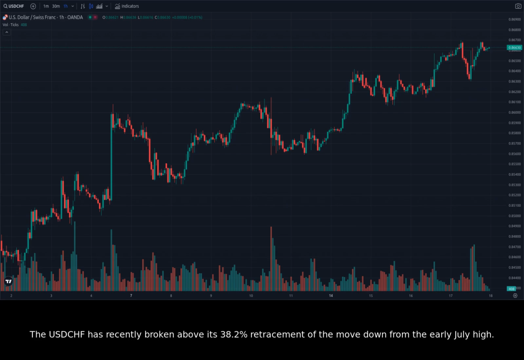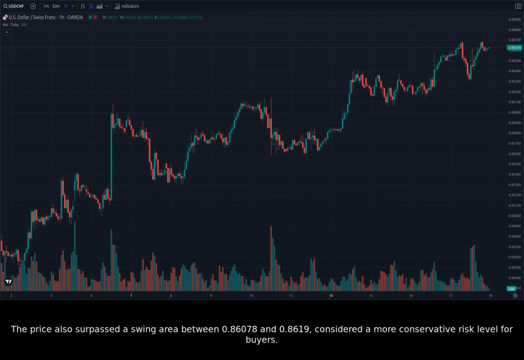The USDCHF has recently broken above its 38.2% retracement of the move down from the early July high. The price also surpassed a swing area between 0.86078 and 0.8619, considered a more conservative risk level for buyers.